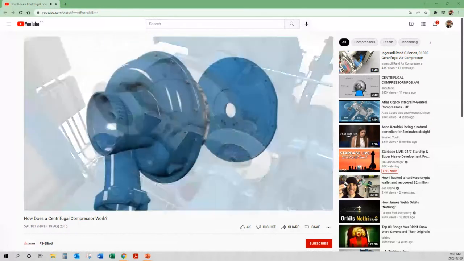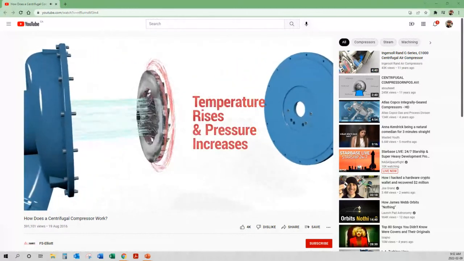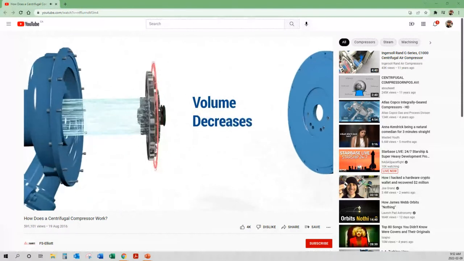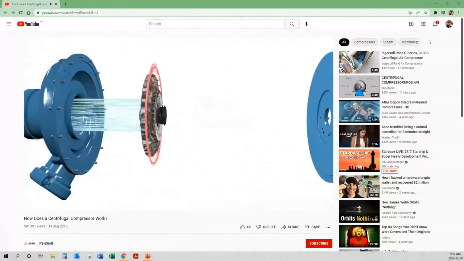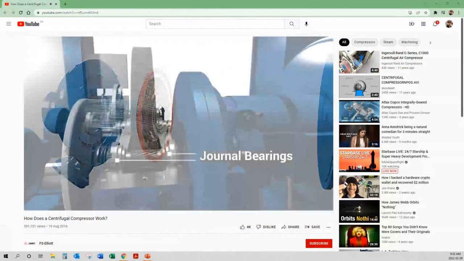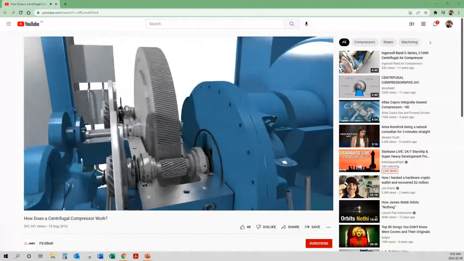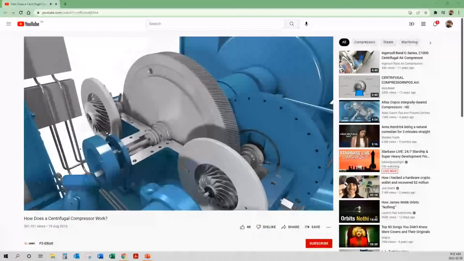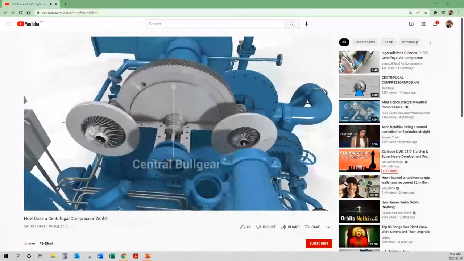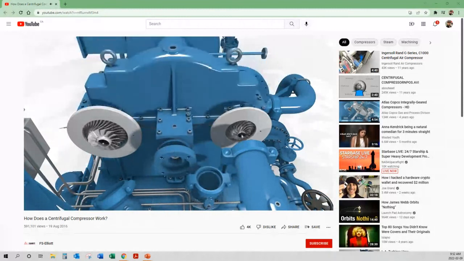With each stage of compression, the air or gas temperature rises, pressure increases, and volume decreases. In addition to the impellers and radial diffusers, the rotor assembly consists of a pinion supported by two self-centering tilting or flexure pad journal bearings. Shaft seals on the impellers prevent gearbox oil from contaminating the compression chamber. Powered by a high-speed motor, the pinions and central bowl gear are machined to AGMA quality class 13.